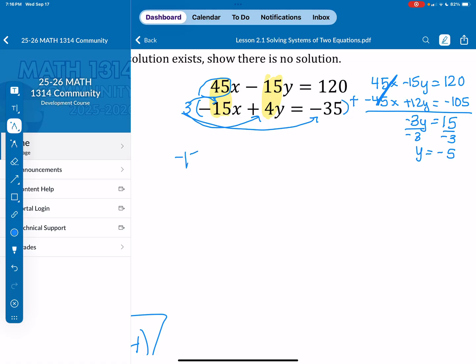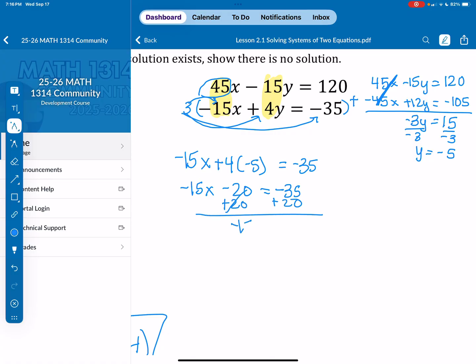So I have a negative 15x plus 4 times negative 5 equals negative 35. So negative 15x minus 20 equals negative 35. Add 20 to both sides. Negative 15x equals negative 15, so x equals positive 1. So our answer here would be 1 comma negative 5. Okay.